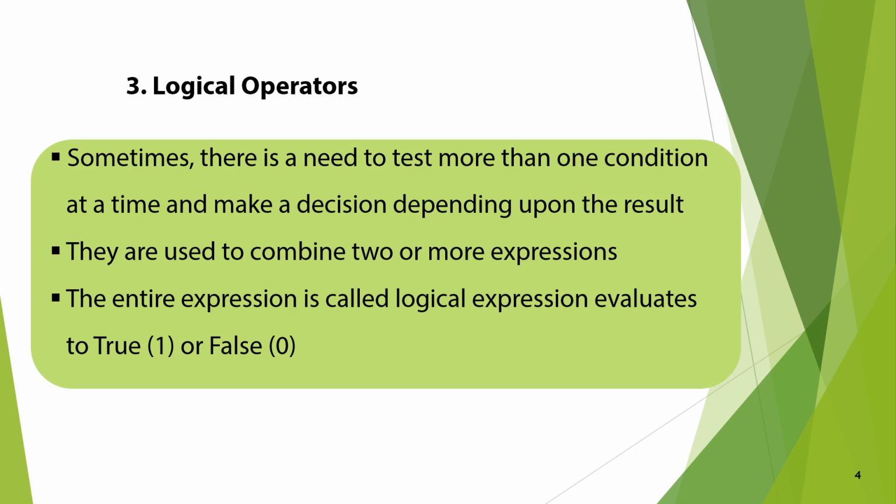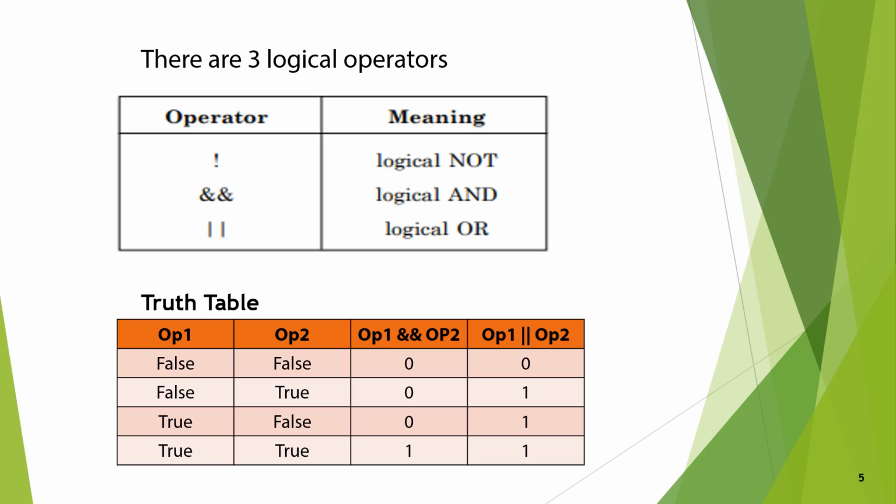Whenever we want to test more than one condition at a time and we want to take decision depending on that result, then we can use logical operators. So we can say that logical operators are used to combine two or more expressions. Here the whole expression is then called as logical expression and its result will be either true or false. There are three logical operators. That operators are given in the table.